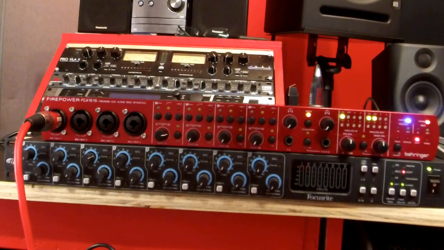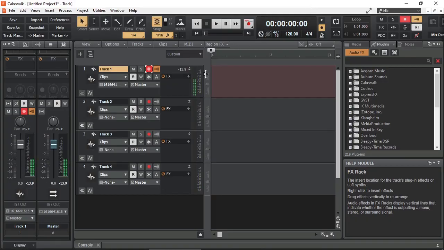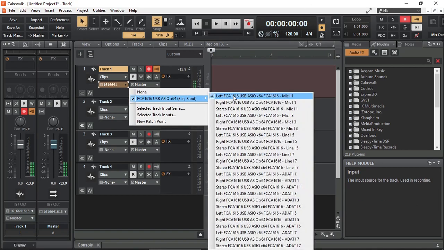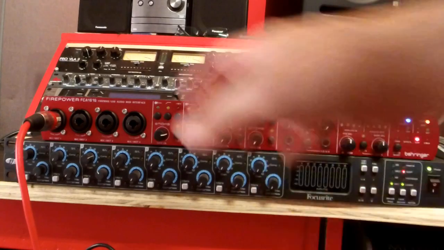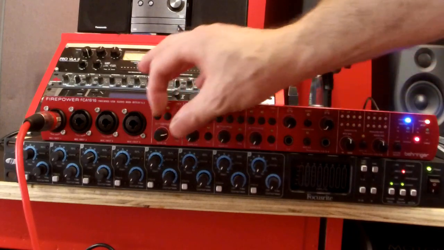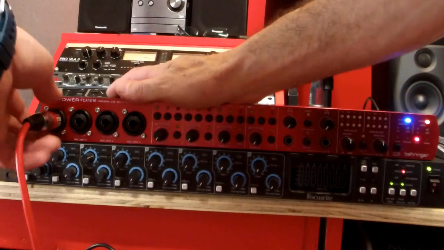So let's have a look and see how that works on our PC. So here in Cakewalk, as you can see, I've got my tracks, and I have selected my input to be input 1 of my FCA1616, and we can actually hear the audio. Now you will also notice that the audio would only be coming from the left, and that is normal because the left is 1 and input 2 is the right.